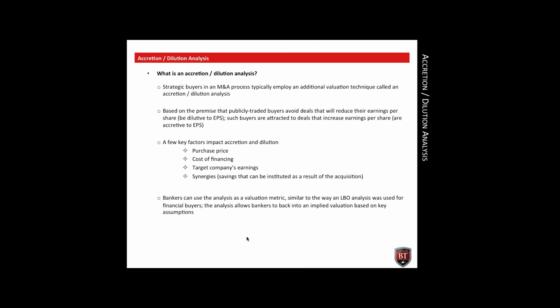Two companies that strategically make sense to be put together may be able to reduce back office, headquarters, redundant employees, redundant locations. They may be able to save on computer systems, banking, all sorts of fees that strategic companies have to pay. Bankers can use an accretion dilution analysis as a valuation metric, similar to the way an LBO analysis was used for financial buyers in previous modules that we looked at. The analysis allows bankers basically to back into an implied valuation based on certain key assumptions.